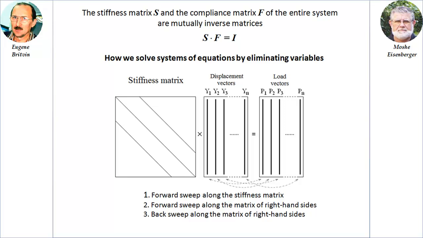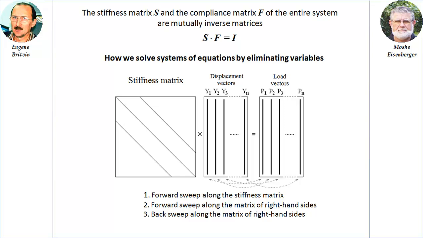Let's recall how we solve the displacement method problem if we have several columns of right-hand members. First, we do a forward sweep through the stiffness matrix. Then we do a forward sweep through the right-hand side matrix. And after that, a reverse sweep through the right-hand sides. As a result, in place of the right-hand sides, we have vectors of unknowns.